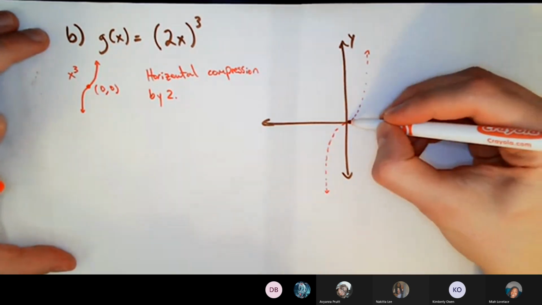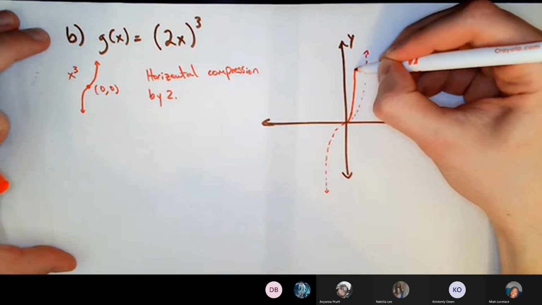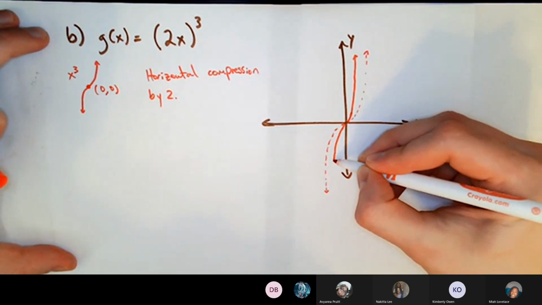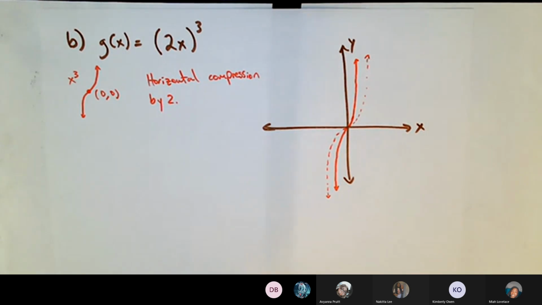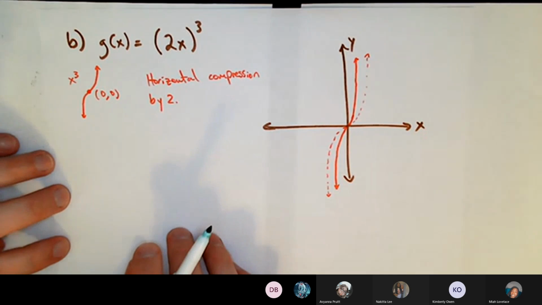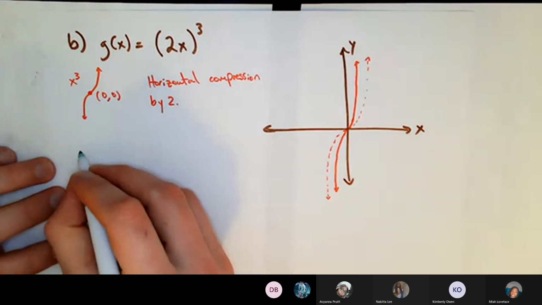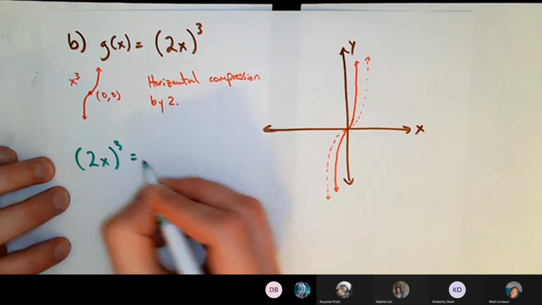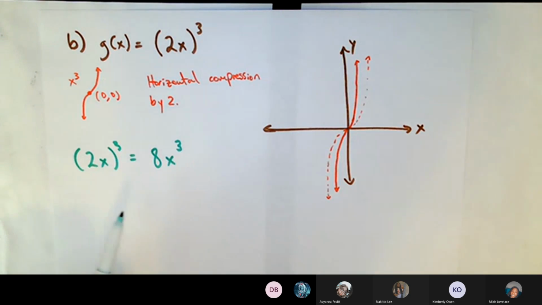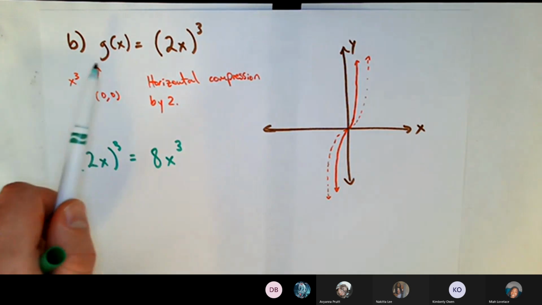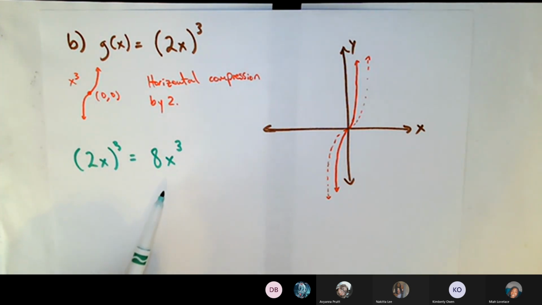Now I'm going to horizontally compress it, so from the left and right, and it should look more like this. Same as a vertical stretch, right? And how can I show that algebraically? Well, check this out. (2x)³ is the same as 8x³, right? If I cube the 2 and the x, this is what I get. So a horizontal compression by 2 is, for this particular case, the same as a vertical stretch by 8. So it's quite a stretch.